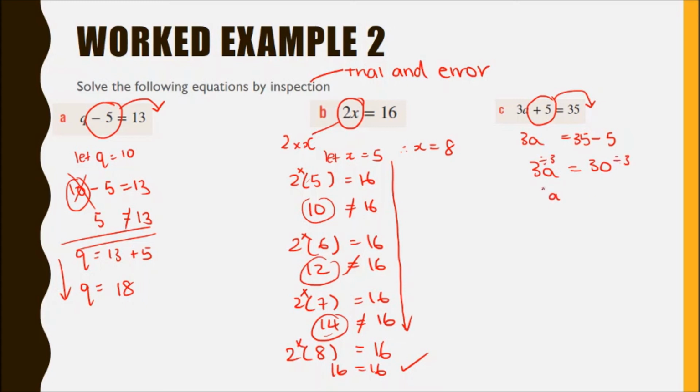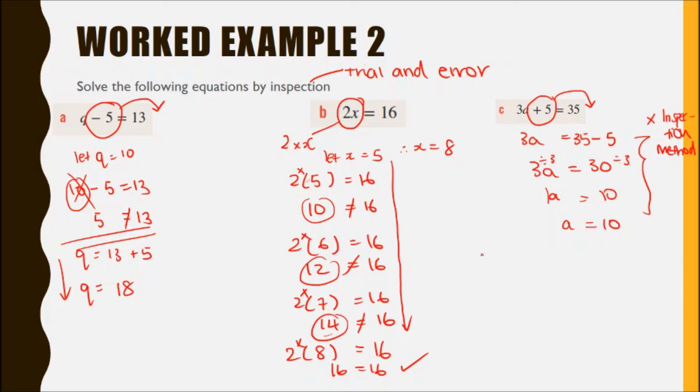So 3 divided by 3 is 1, and I did say in a previous video that the imaginary number in front of a letter is 1. Oops. Don't know what's just happened. My pen has just gone weird. So 3 divided by 3 is 1, and 30 divided by 3 is 10. Okay, but we don't write the 1, so we can write a equals 10. So this is not the inspection method. All right.